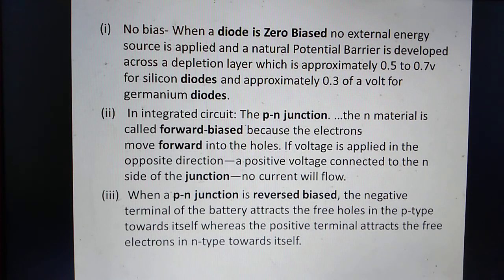While in an integrated circuit, the p-n junction is called forward bias because the electrons move forward into the holes. If voltage is applied in the opposite direction, a positive voltage connected to the N side of the junction, no current will flow. While when a p-n junction is reverse bias, the negative terminal of the battery attracts the free holes in the p-type towards itself, whereas the positive terminal attracts the free electrons in n-type towards itself.